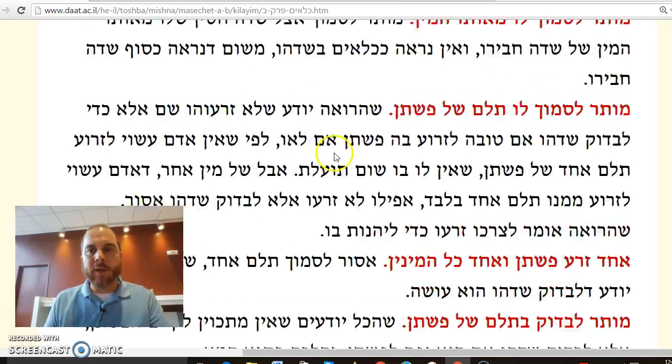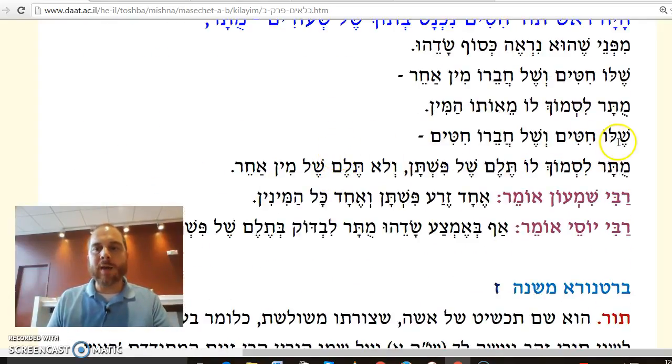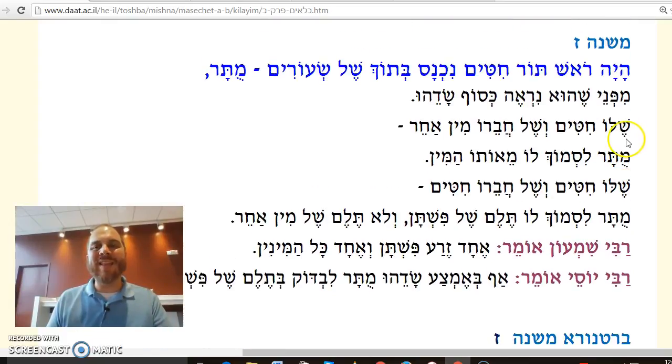Okay, so therefore, according to this explanation, according to this opinion of the Tanna Kama, everyone knows that in this case I am not planting kilayim. Telem shel pishtan, but lo telem shel min acher. No other minim. Rabbi Shimon says, echad zera shel pishtan, ve'echad kol haminim. I'm allowed to plant one row of any min, any species, whether it's flax or anything else.